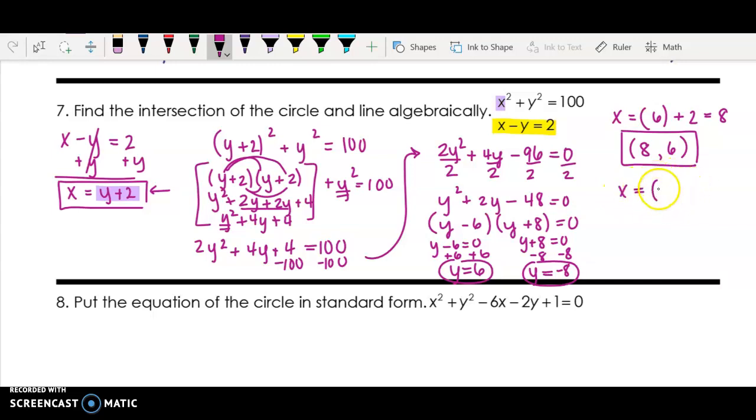So x equals negative 8 plus 2, which is negative 6. So my x-coordinate is negative 6, and my y-coordinate is negative 8. And that is the other point where these two graphs would intersect.